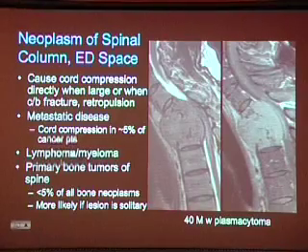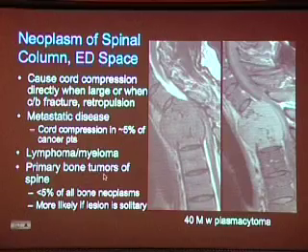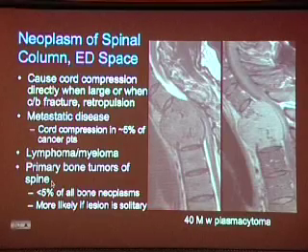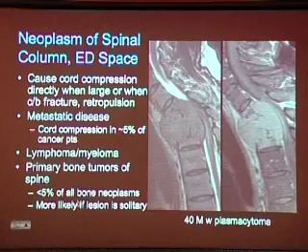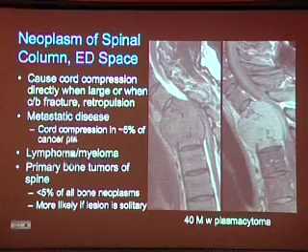We also see it in the context of lymphoma and myeloma, and we do see it with primary bone tumors of the spine. Some of you recently may have seen that older woman who had a large chordoma that presented with thoracic cord compression. But primary bone tumors represent less than 5% of all bone neoplasms, so it's much more commonly in the setting of these other entities.